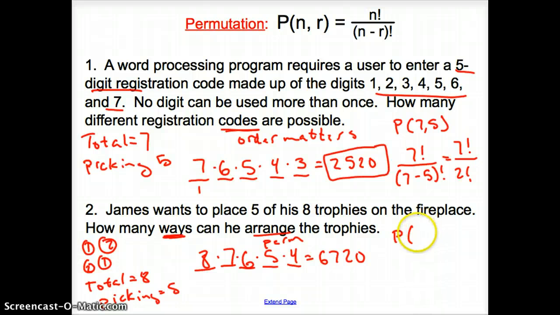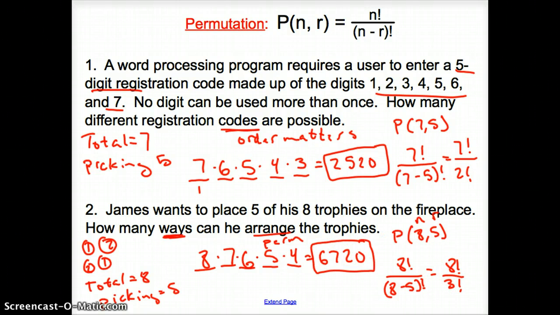Or if you want to use this guy, it is a permutation. Our n, the total amount, is 8. We are choosing 5 of them, plugging them into this formula. Our n is 8, our r is 5, and so we go 8 factorial over 8 minus 5 factorial. 8 factorial divided by 3 factorial comes up with 6,720. So either way works. This way takes a little bit longer when we have bigger numbers.